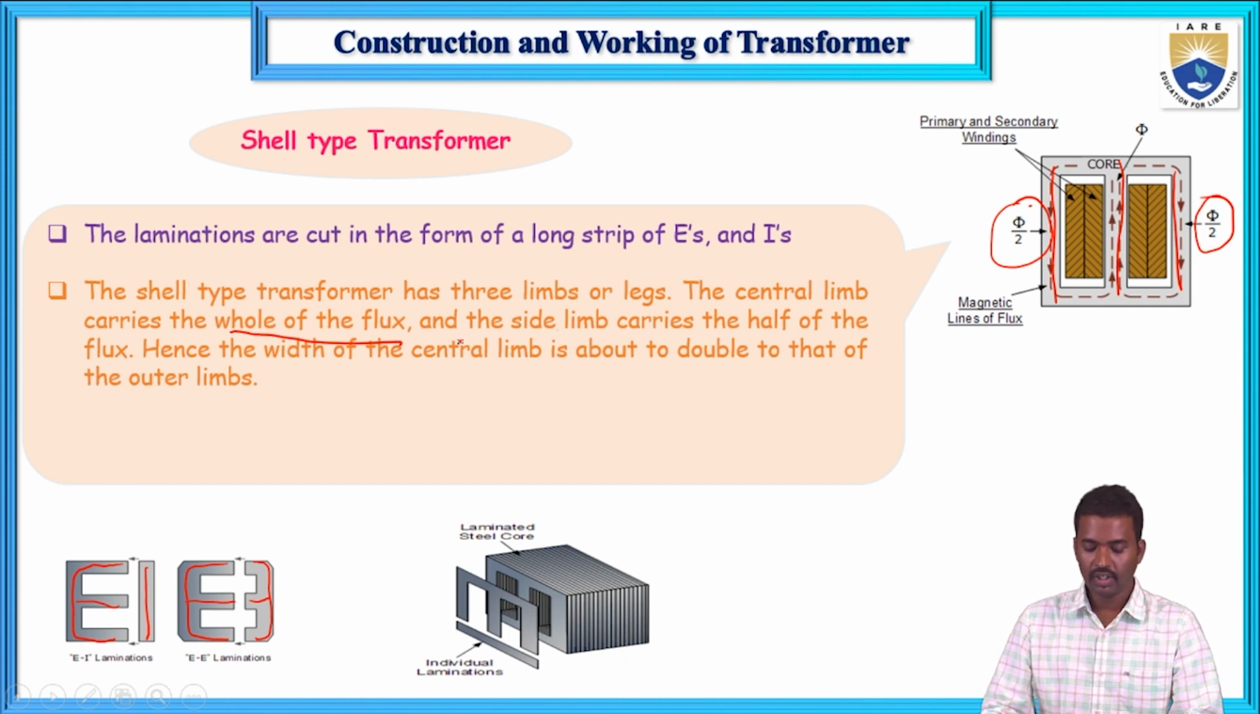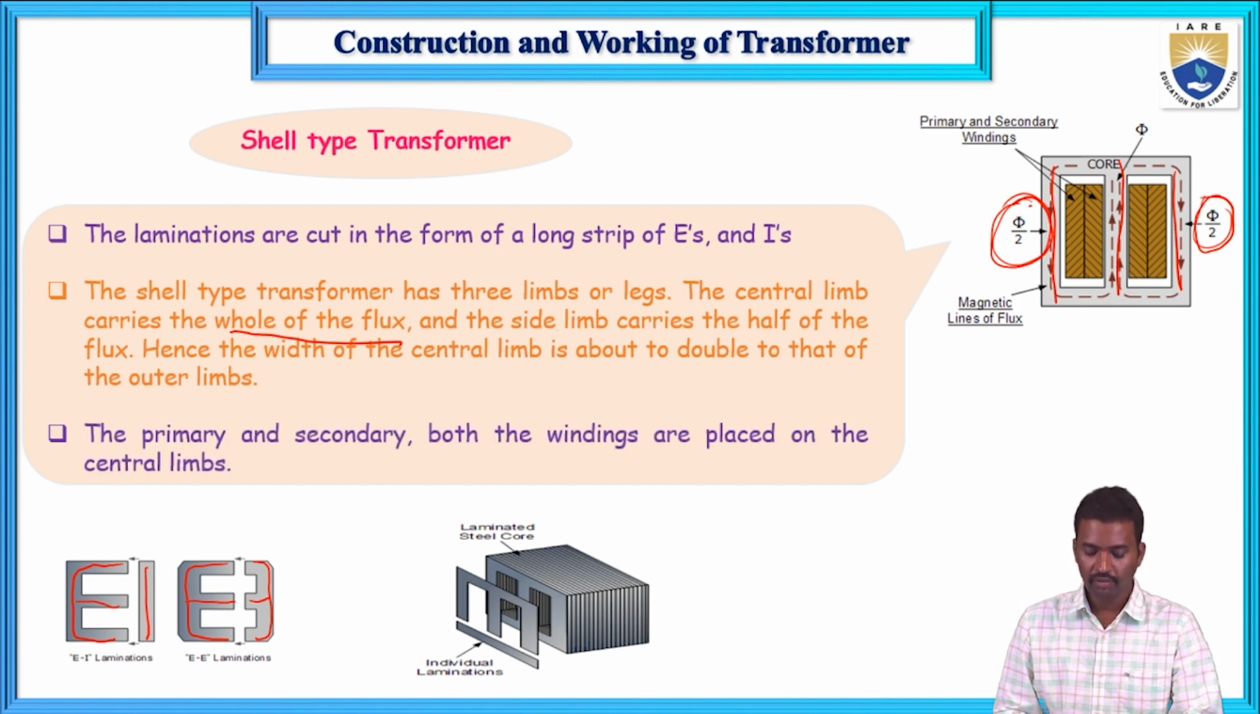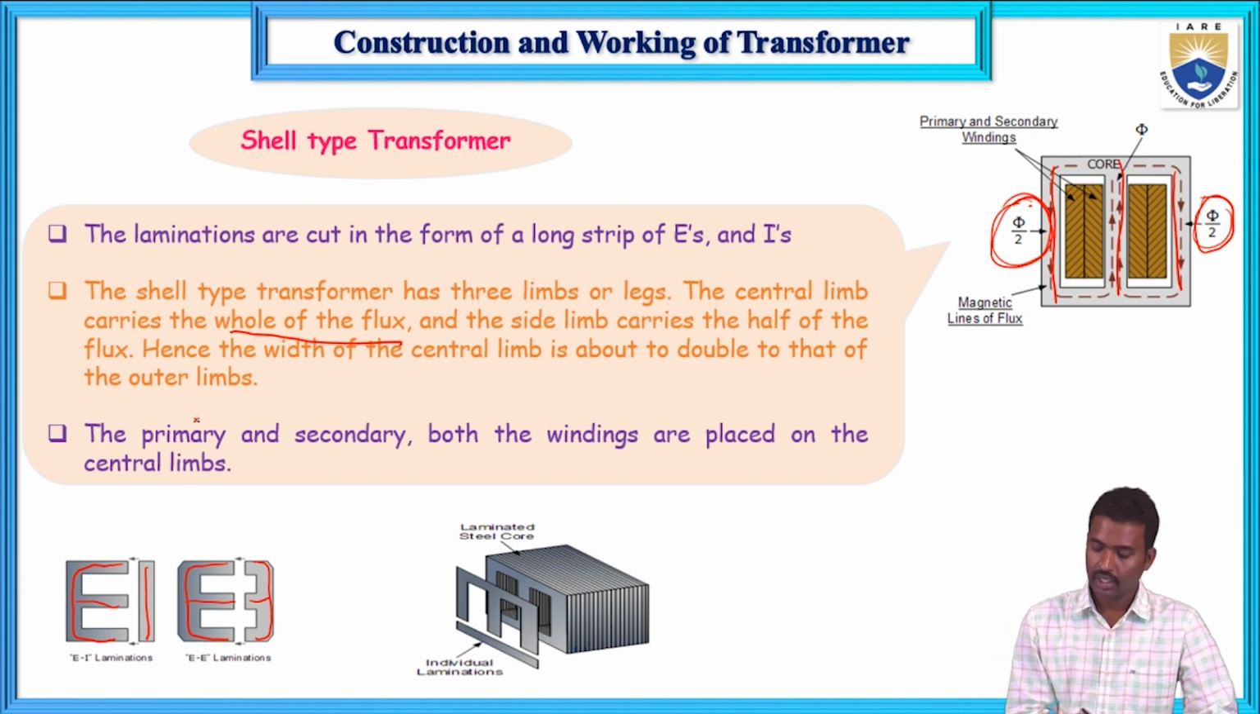Hence, the width of the central limb is about double that of the outer limbs. So this is 5/2 and this is 5/2. Now here the total flux is 5. Now the primary winding and secondary winding are wound on the middle limb only, the central limb only.